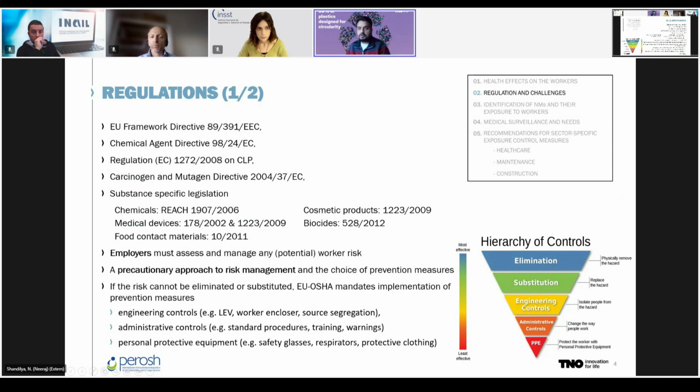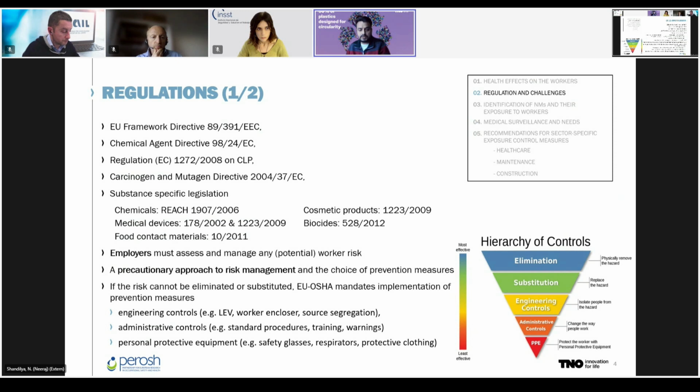The next topic is about the regulations. So Fabio and Andrea already hinted at it, so I won't go much into the details on that, except to mention that there are some existing directives which apply to nanomaterials, but they do not explicitly refer to them. So this includes the chemical agent directive, the CLP regulation, the carcinogen and mutagen directive, as well as certain substance-specific legislation for chemicals. For example, we have REACH.